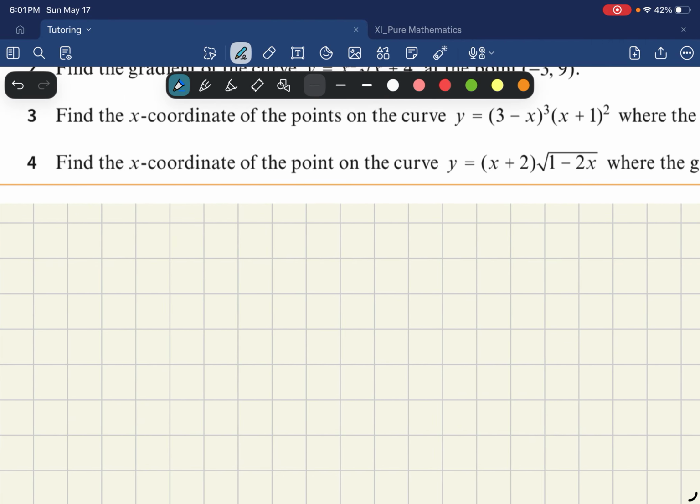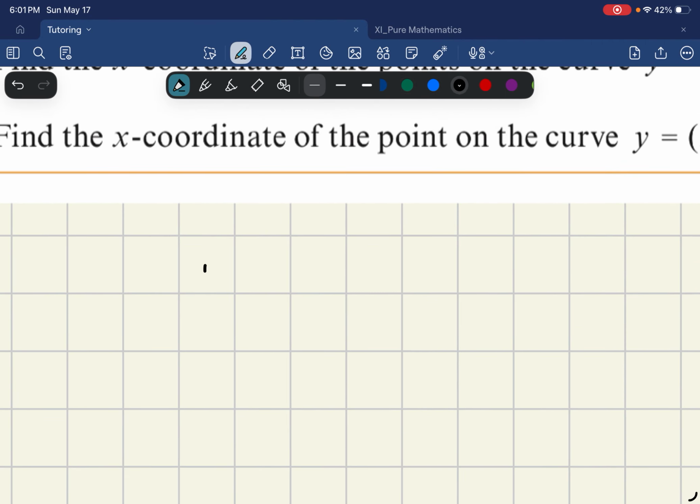In this video, we're going to go over the product and quotient rules. Alright, so we're going to start with the product rule.